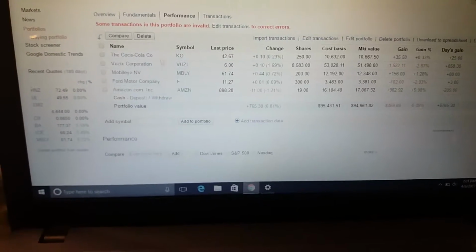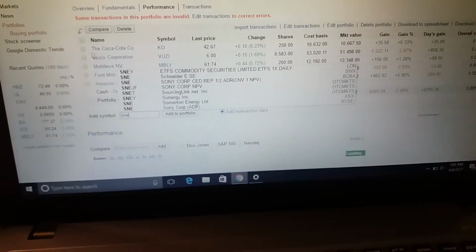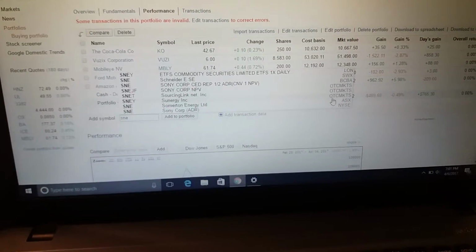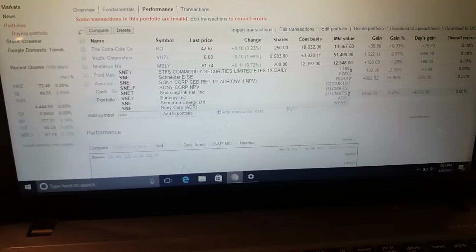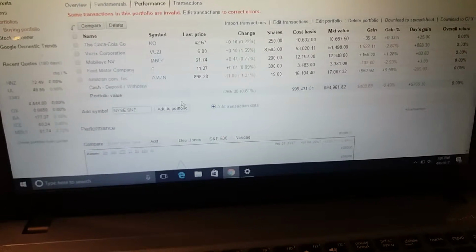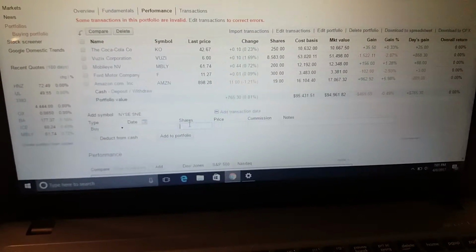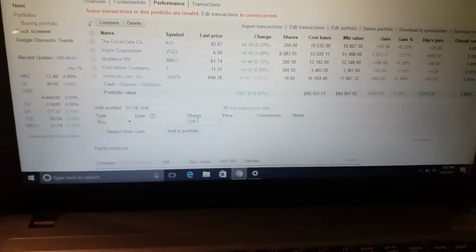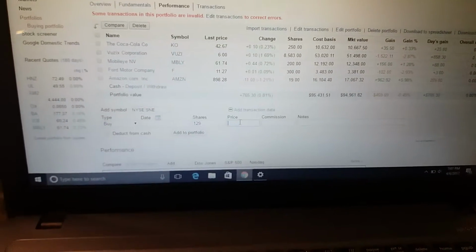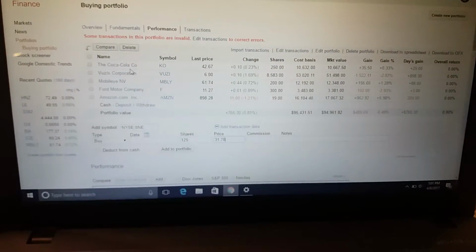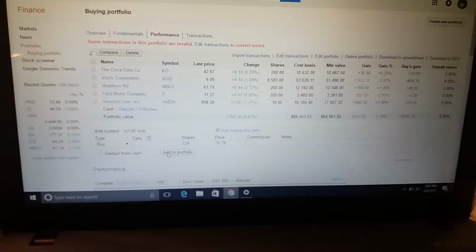Next, Sony, SNE. Again, look at all the Sonys. You need to come over here and find the one at the bottom that says New York Stock Exchange, Sony Corp. All right, click that one. You're going to add transaction data. How many shares? 129 shares, and the price is $31.78. And we're going to add that to portfolio.